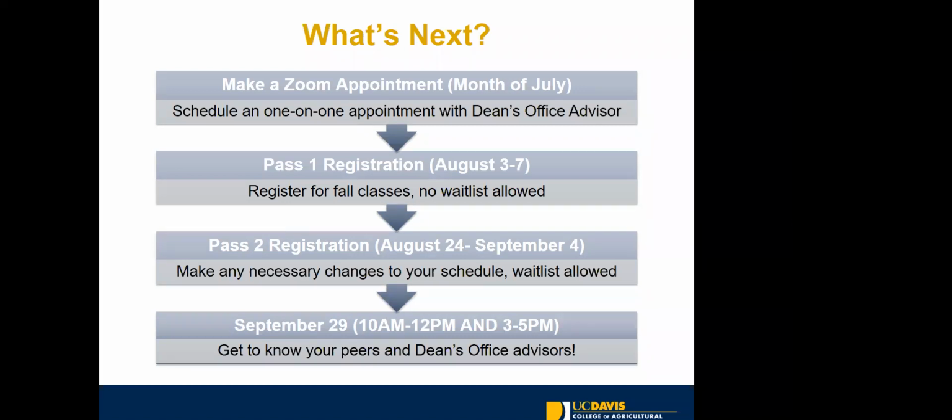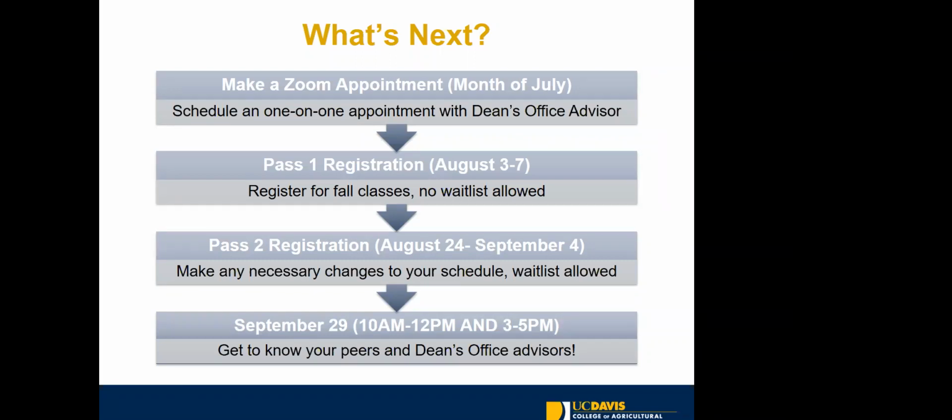We call registration times at UC Davis pass times. So pass one registration, there's two passes, so two kind of opportunities to be able to register for your classes. Pass one registration is going to start August 3rd and end August 7th. And you are going to want to make sure that you register for your fall classes when you have your individual pass time. And so you can find that pass time in Schedule Builder, and we can always guide you through that in our one-on-one advising appointment in July.